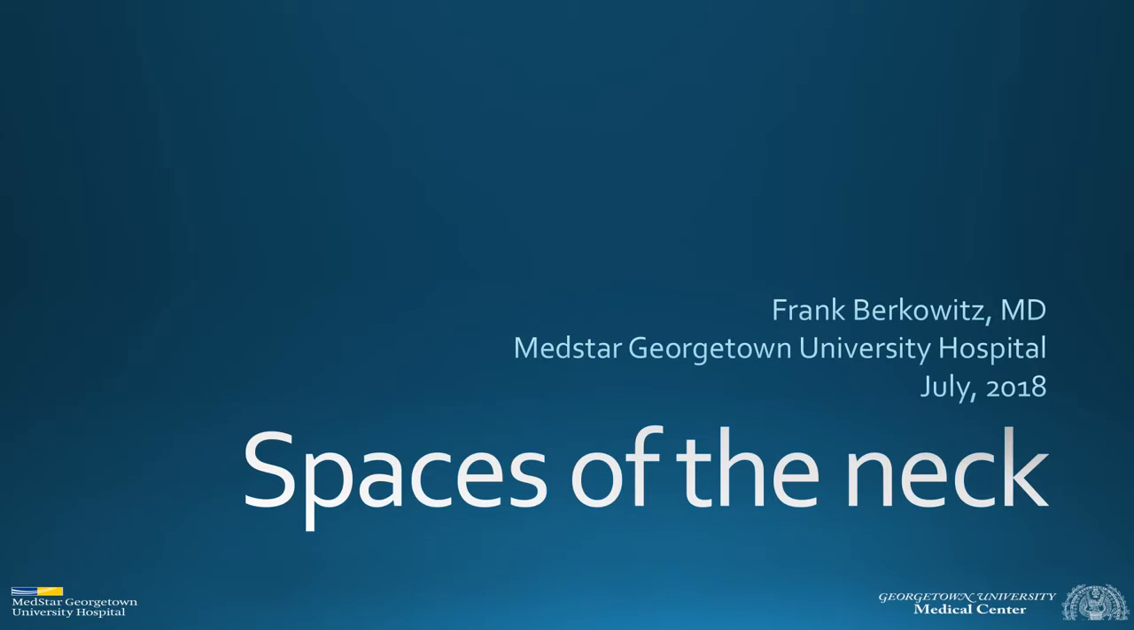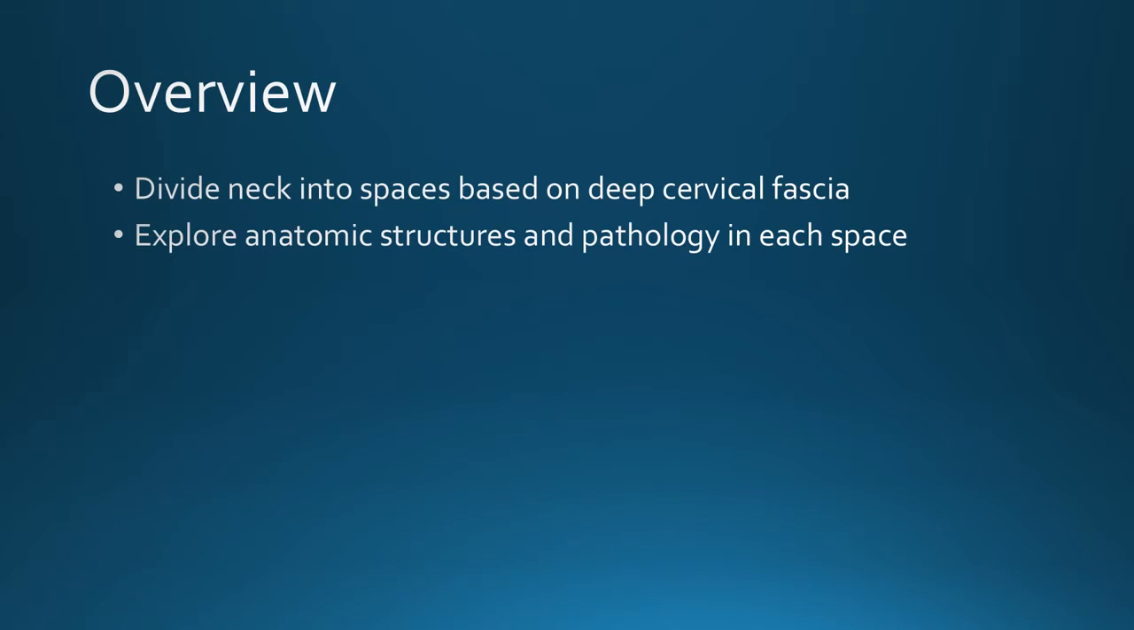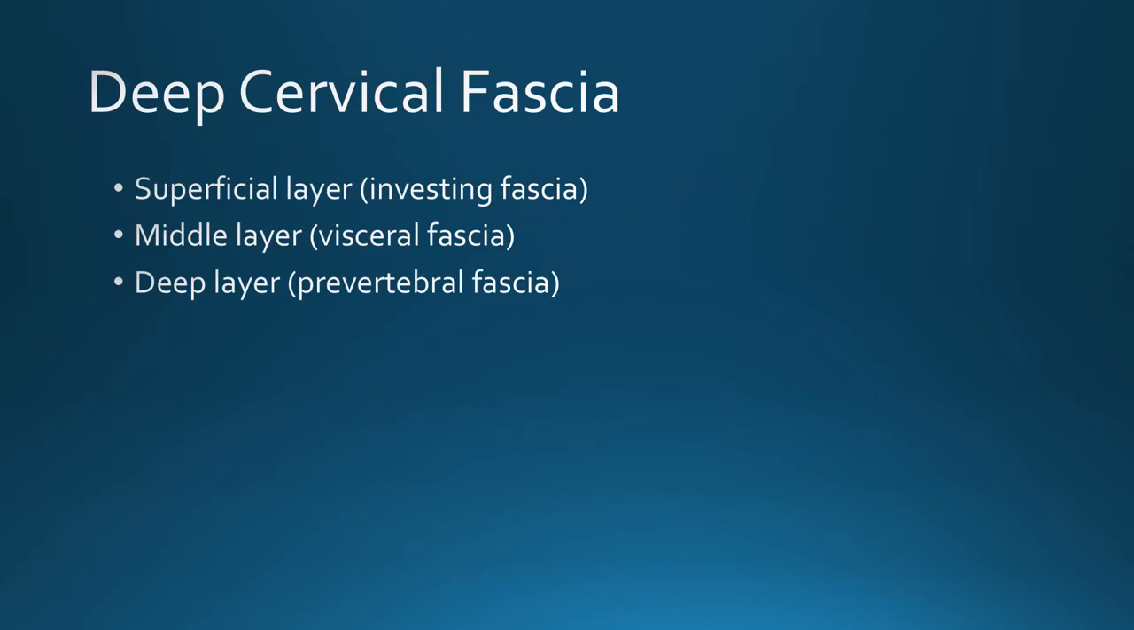Talk about spaces of the neck. What we're going to do is we'll divide the neck into spaces based on the deep cervical fascia, and then we'll look at the anatomic structures and the pathology in each space in order to make a differential diagnosis when we see a lesion. So the deep cervical fascia has 3 layers: superficial, middle, and deep.